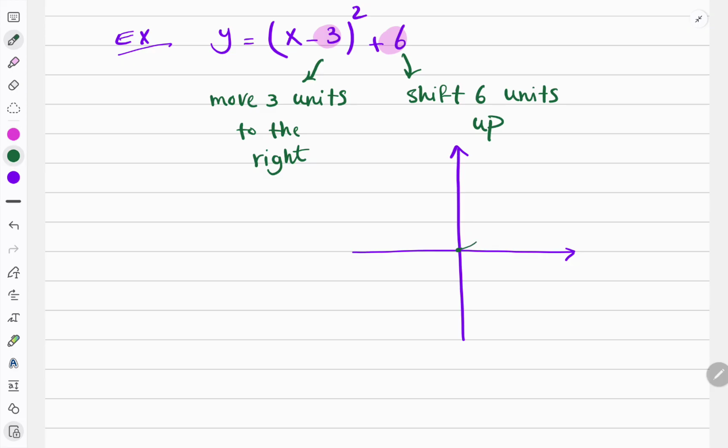This is y equals x squared, and move 3 units to the right, 1, 2, 3, and shift 6 units up, 1, 2, 3, 4, 5, and 6. So we have a point here. In fact, +3 and +6 is the coordinates of the vertex. So the vertex is here, and y equals x squared is transformed to that point.